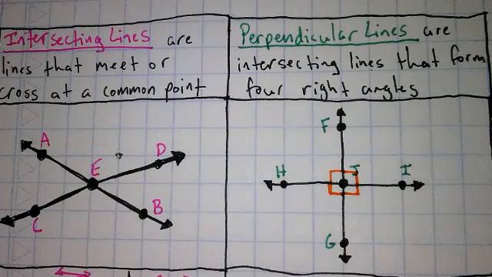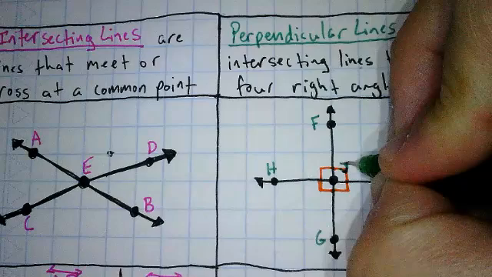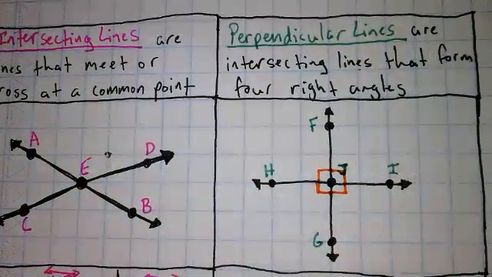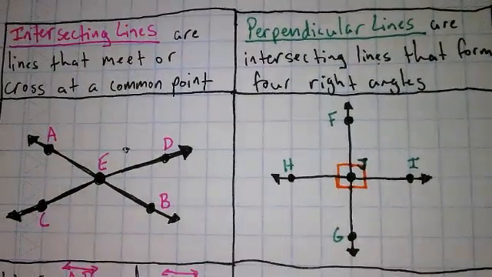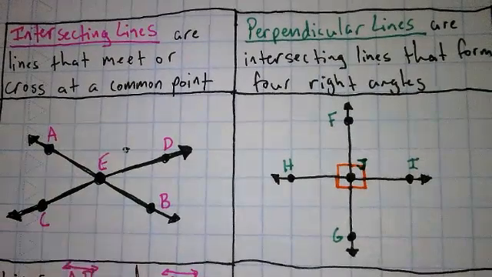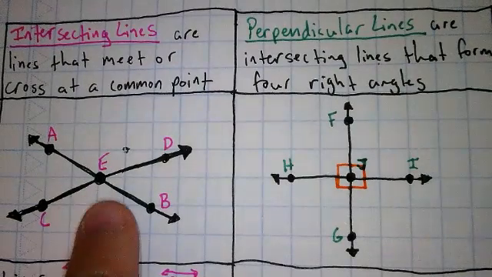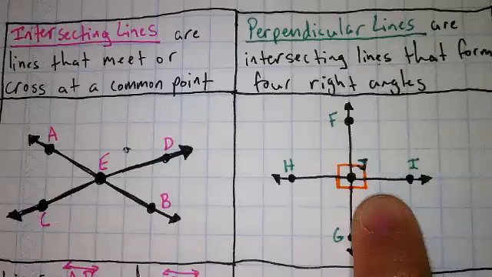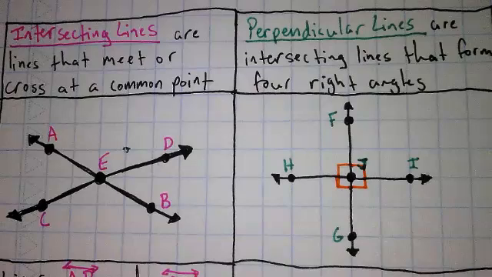Okay. So you can see here, when they intersect to make four right angles, then they're perpendicular. So intersecting lines are lines that intersect but don't make right angles. So you see these aren't perfect corners, right? These are not perfectly 90-degree angled corners over here. These are, yes? So, intersecting lines are lines that intersect but don't make right angles.